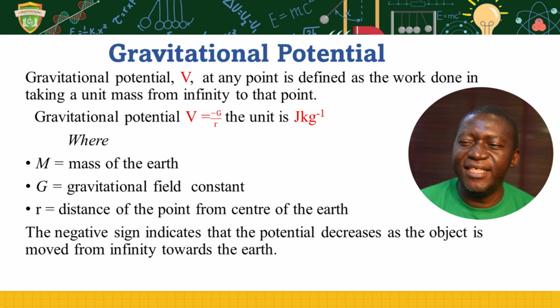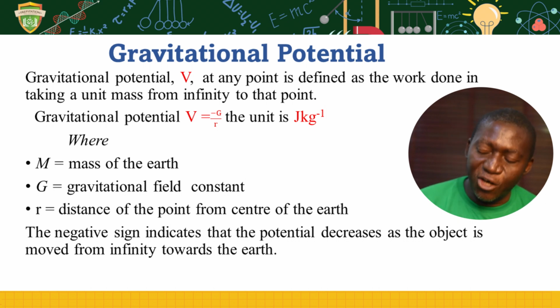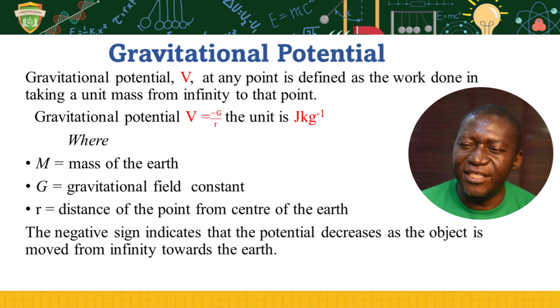The negative sign indicates that the potential decreases as the object moves from infinity towards the Earth. So as the object moves towards the Earth, it carries a negative sign. That shows that it's coming from infinity.